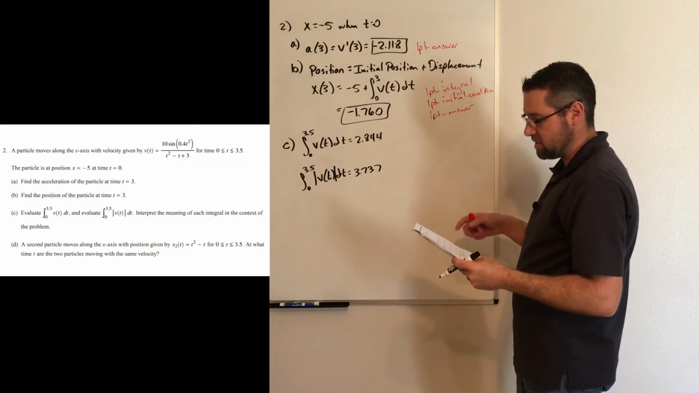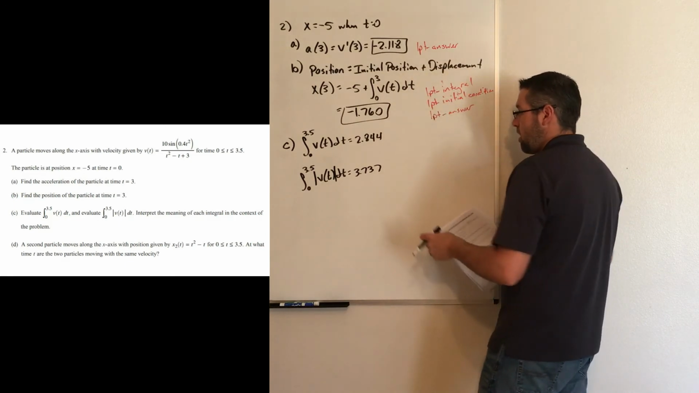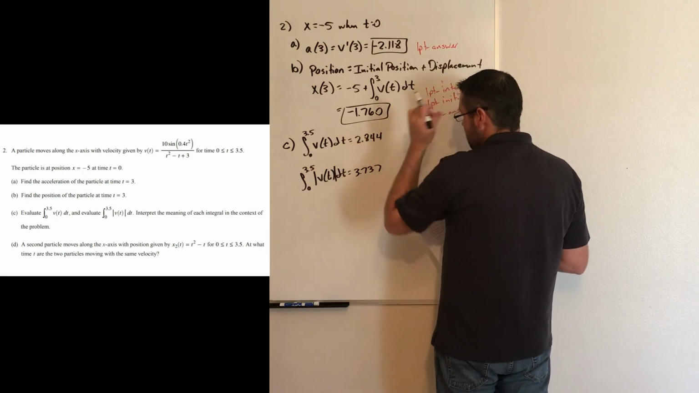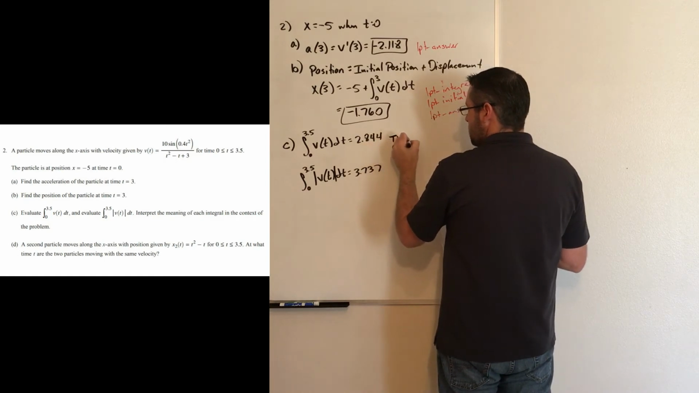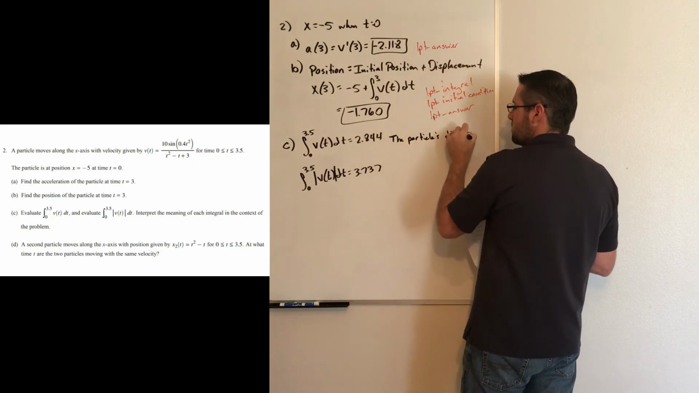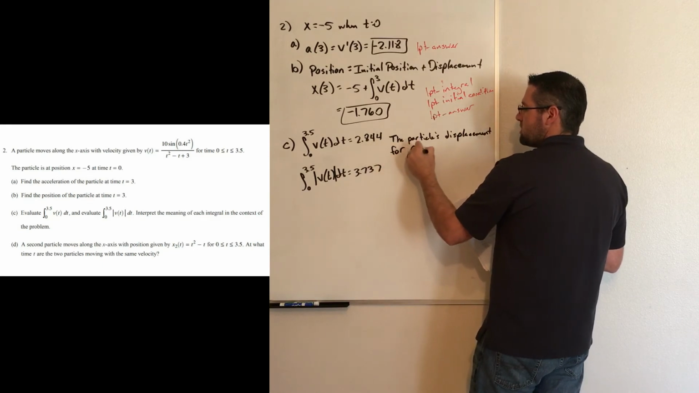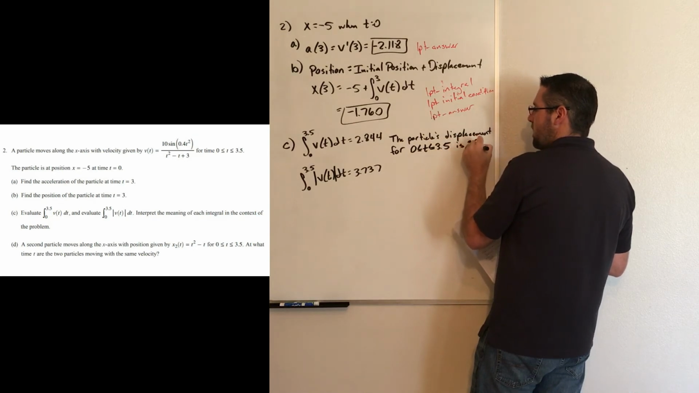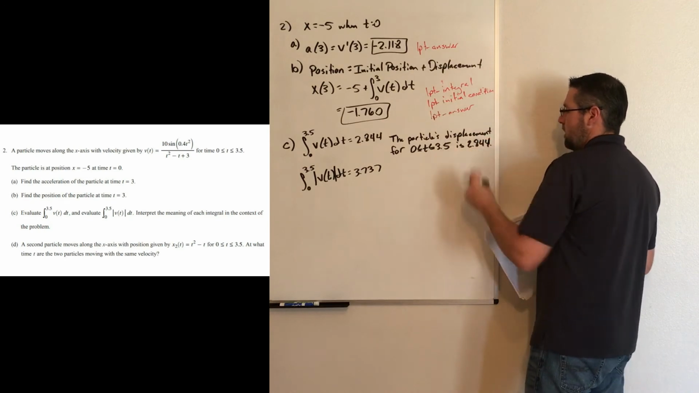The next part of this, it says interpret the meaning of each integral in the context of the problem. So remember, the integral of velocity is just the displacement. So we would say that the particle's displacement for 0 is less than or equal to t less than or equal to 3.5 is 2.844. Now there are no units here, so that's it.